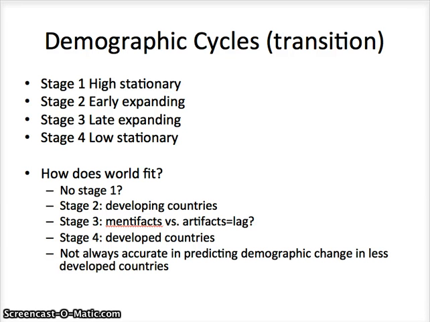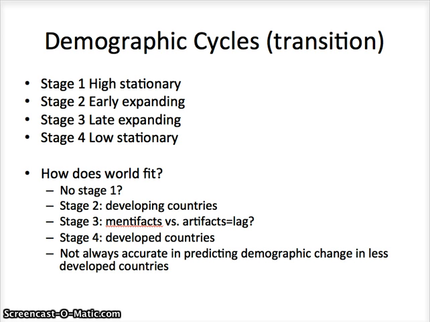Okay, moving on with population, I like to talk about demographic cycles. This is called the demographic transition model or demographic cycle model, and it has four different stages. This is a model that links population with development. We will revisit this model a little later on in the semester, but I want to give you an introduction to it now.